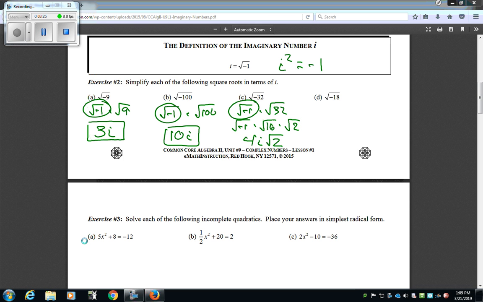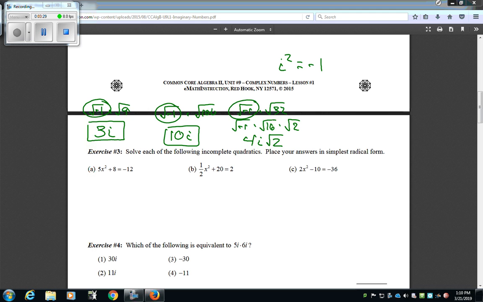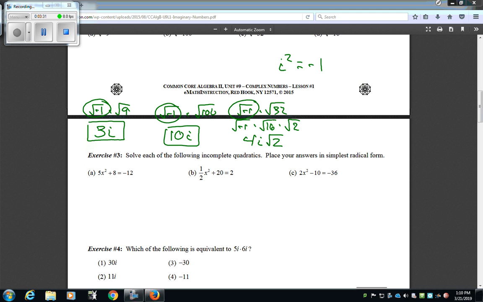Now we're going to look at one of the examples for exercise 3. I'm going to move this up just a little bit. We're going to take a look at C. So what I'm going to do right here is go ahead and just try to get that x squared by itself. So I'm going to add 10 to each side. And then you have 2x squared equals -26. And I'm going to divide each side by 2 to get x squared is -13.